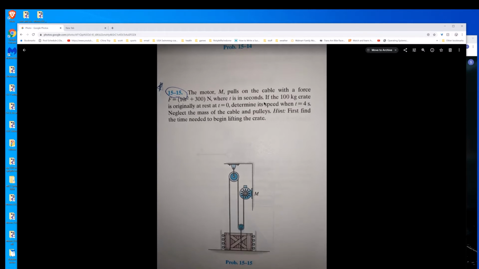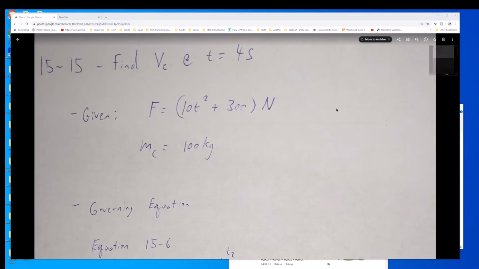All right, so the first thing we recognize from this is that it's originally at rest. Starting with the normal approach they typically follow with these problems: first, what are you trying to find? This one is trying to find the velocity of the crate at t equal to 4 seconds. The second thing is what's given. We're given a force, the force of the motor, which is a function of time, and the mass of the crate.